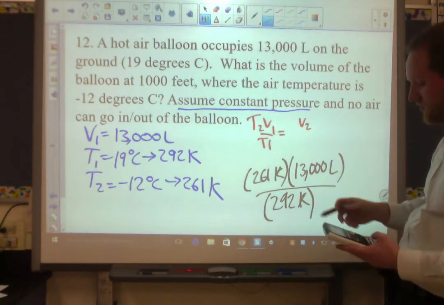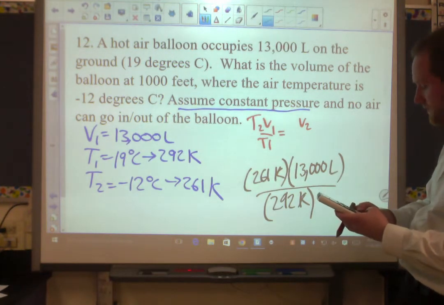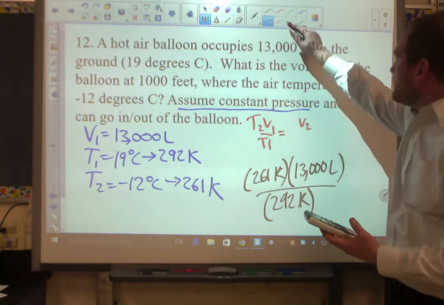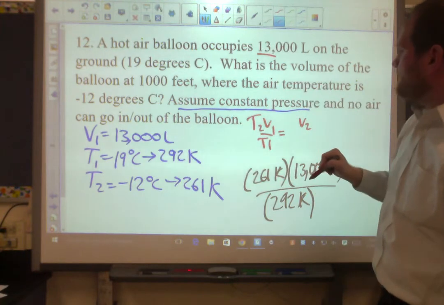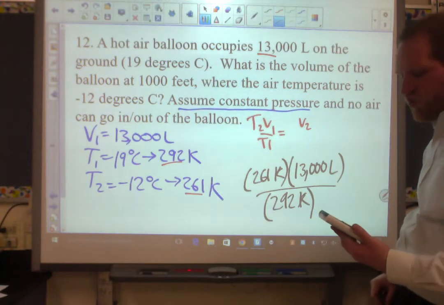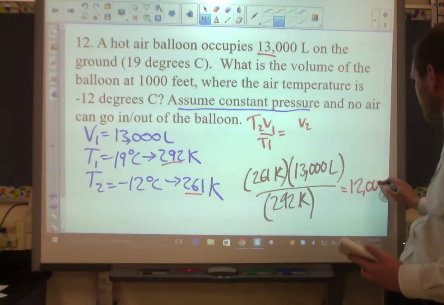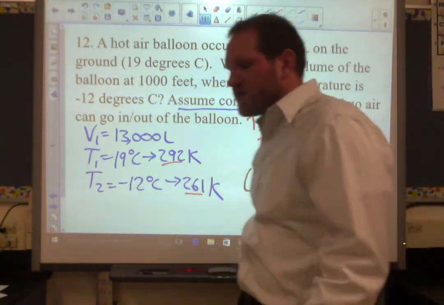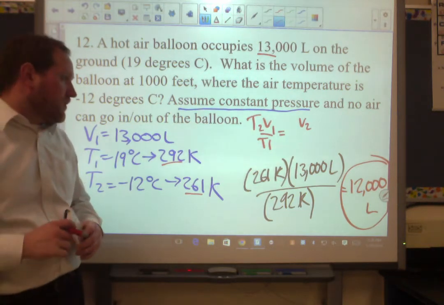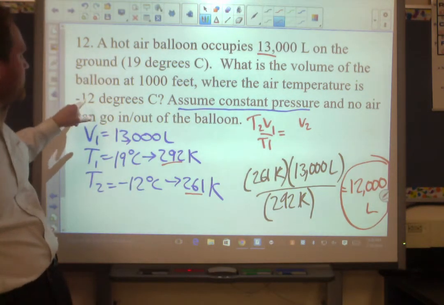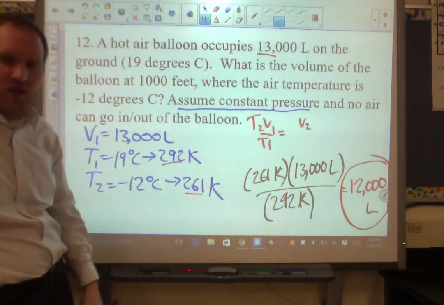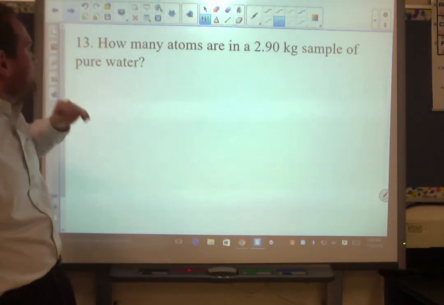Kelvin cancels Kelvin, liters are left, that makes sense. So 261 times 13,000 equals, divided by 292 equals, and looking at sig figs, 2 sig figs, 3 sig figs, 3 sig figs. I'm going to go 2 sig figs in my answer, 12,000. My unit is liters. And again, it's worth taking a think about this. Does it make sense that my volume dropped by about 1,000? Well, the temperature went from 19 to negative 12, so that's a slight drop in temperature. Look, it went from this to that. Slight drop in temperature, so the volume should drop slightly. Yes, it makes sense.